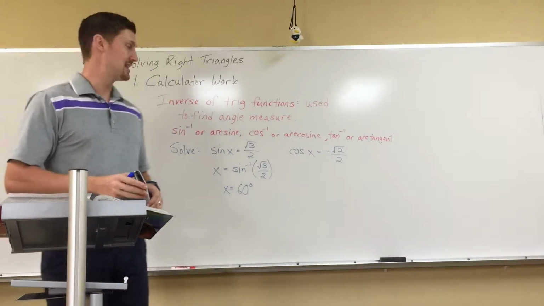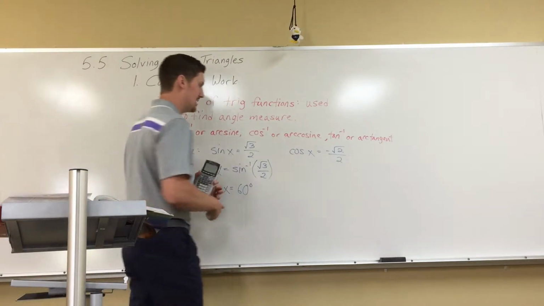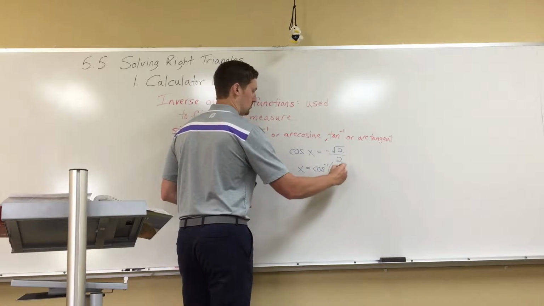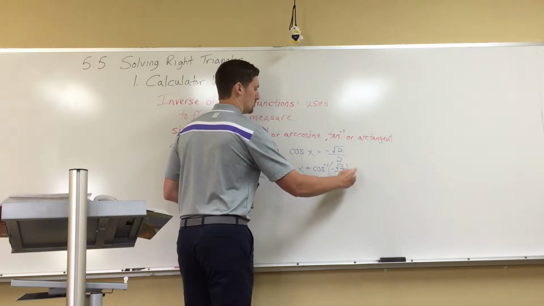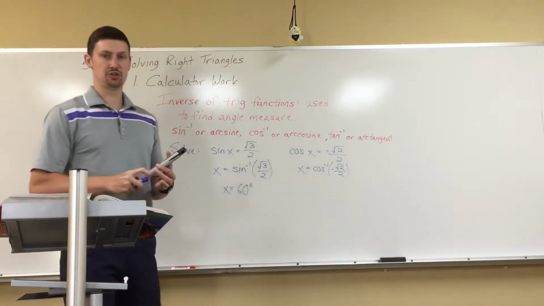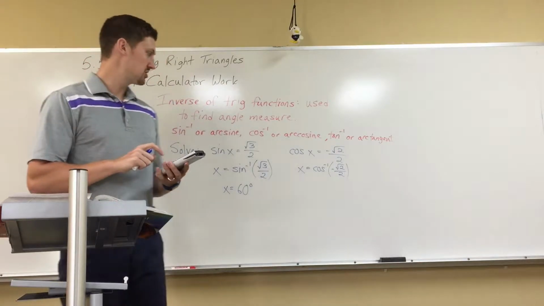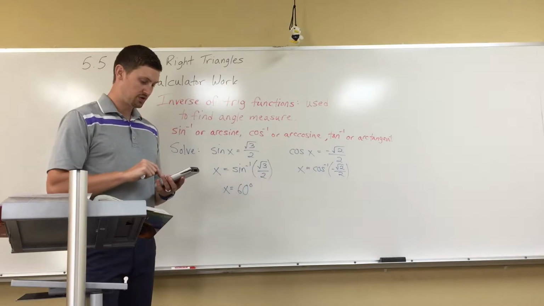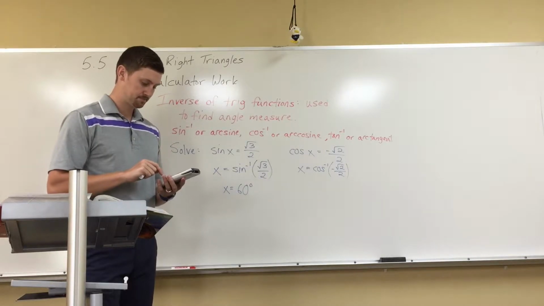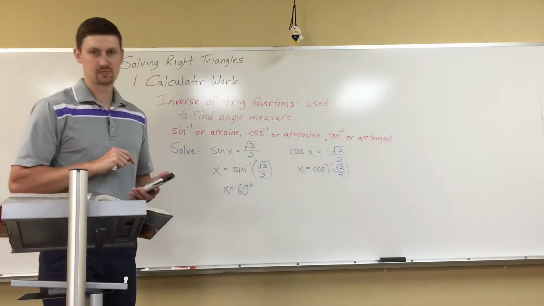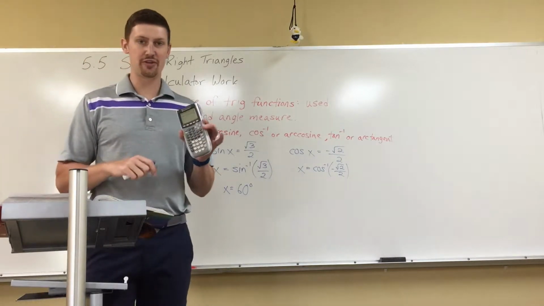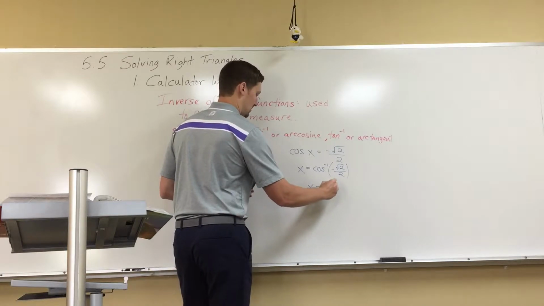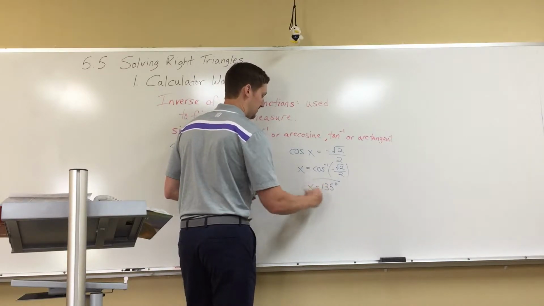Same idea, get x by itself. How do we do that? Get rid of cosine. In order to get rid of cosine, you have to take the inverse of it. Again, in your calculator, this should work in degree mode. We take inverse cosine of negative square root of 2 over 2. All right, my calculator gave me 135 degrees. Most of you, that's what it should give you as well.